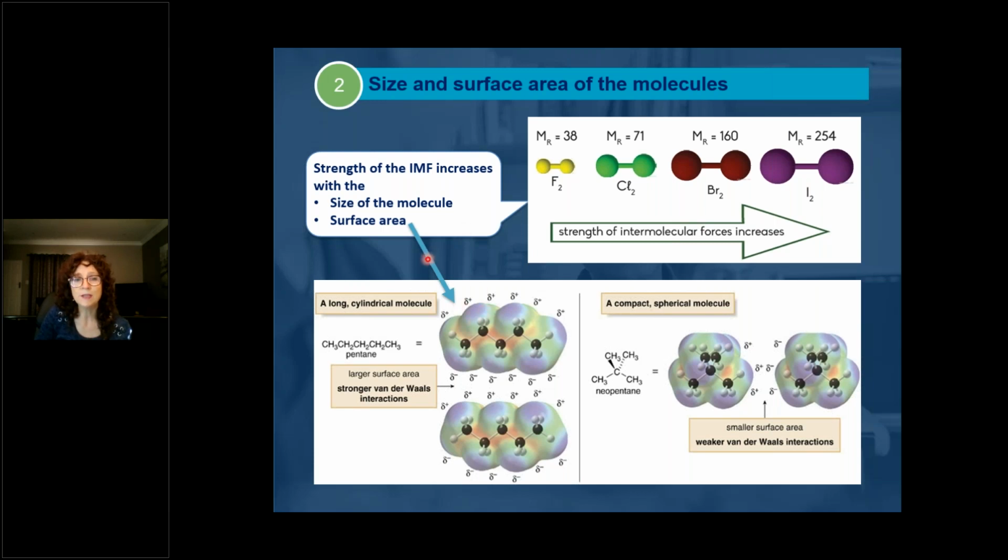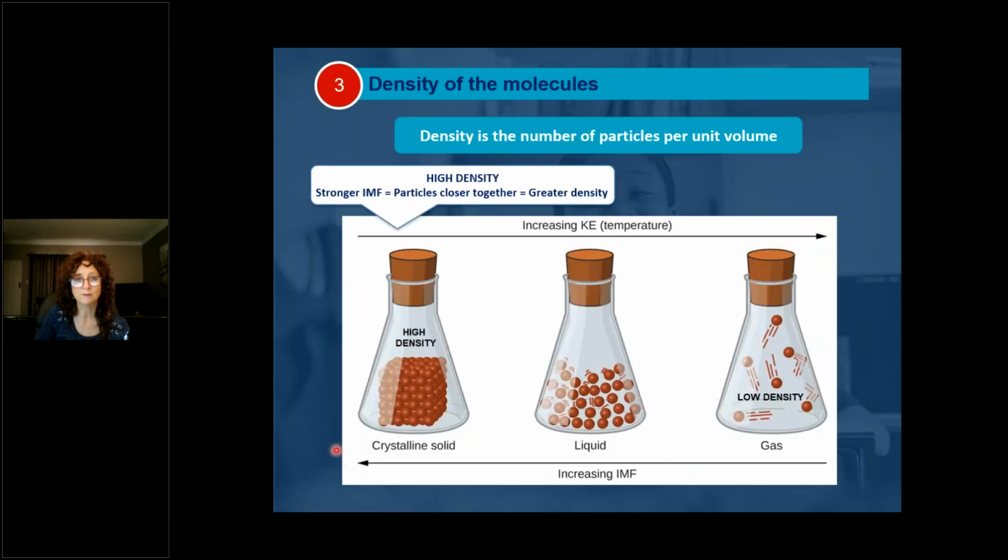Now, what about the surface area? If we look at the surface area, here we have a long cylindrical molecule, pentane. There are stronger van der Waals forces because the surface area here is bigger than the surface area here. Smaller surface areas connected to each other mean weaker van der Waals forces, but the moment the surface area is bigger, it will be a larger surface area. We have stronger van der Waals interaction forces.